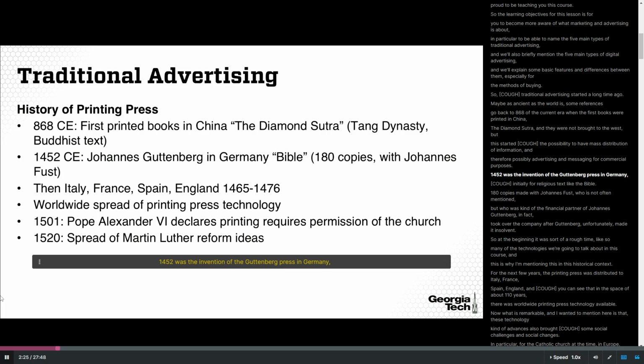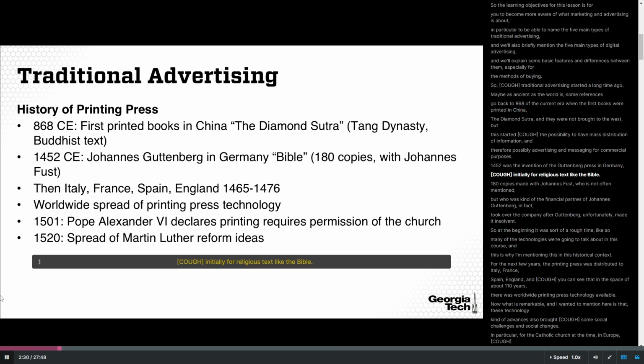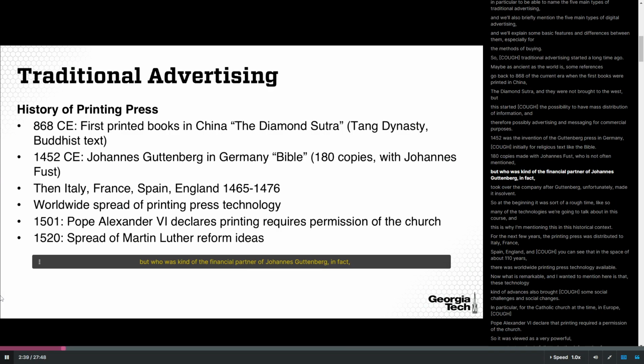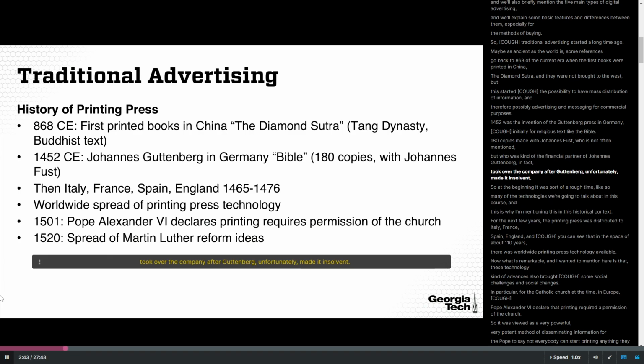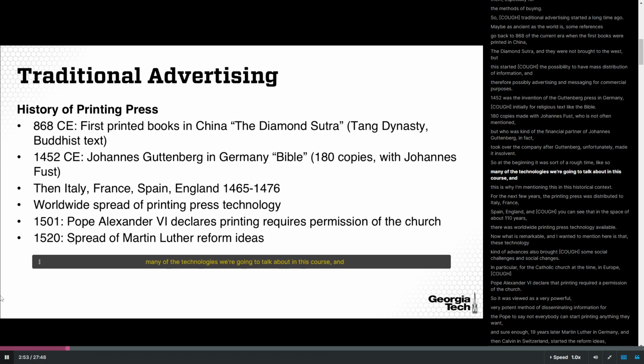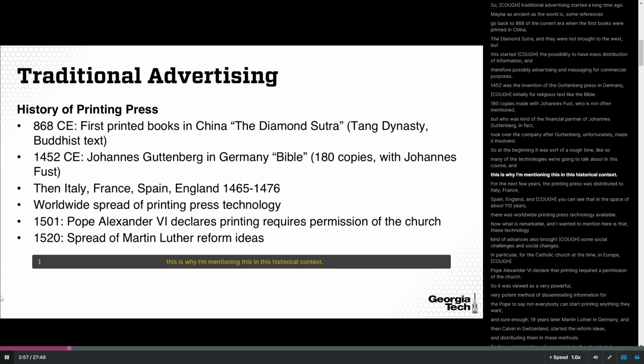1452 was the invention of the Gutenberg press in Germany, initially for religious texts like the Bible. 180 copies made with Johannes Fust, who is not often mentioned, but who was the financial partner of Johannes Gutenberg. In fact, he took over the company after Gutenberg unfortunately made it insolvent. So at the beginning, it was a rough time, like so many of the technologies we're going to talk about in this course. And this is why I'm mentioning this in this historical context.